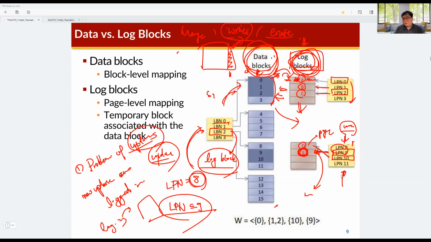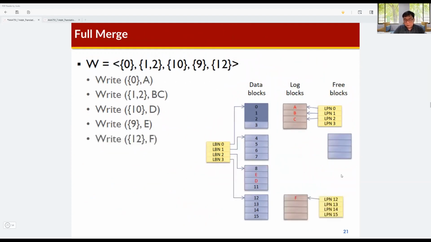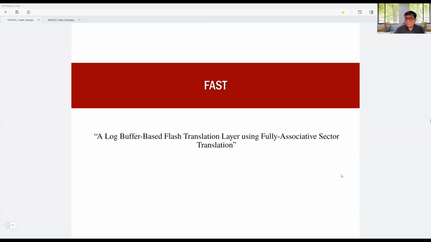That is the performance bottleneck of this hybrid mapping mechanism. So we learned the additional required operations for these different merge operations by the BAST. So we can compute some performance overhead by this BAST scheme. Okay, so that's the problem.